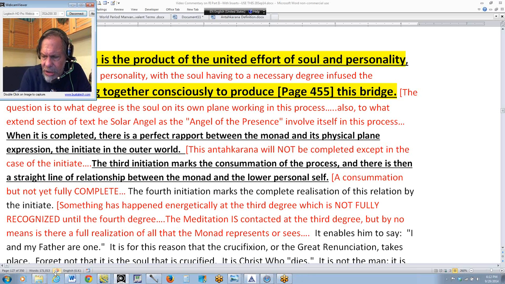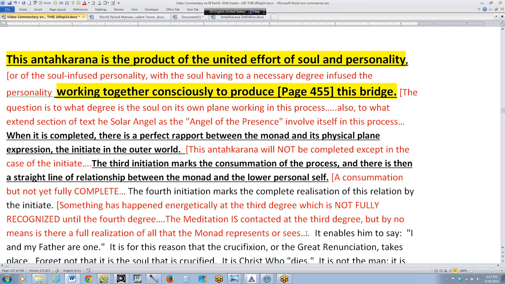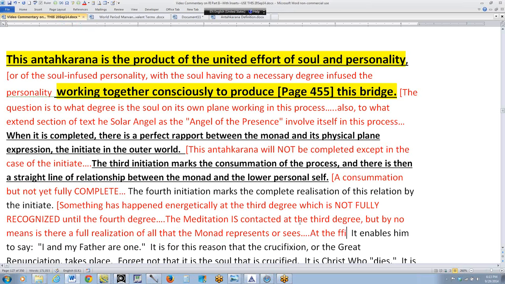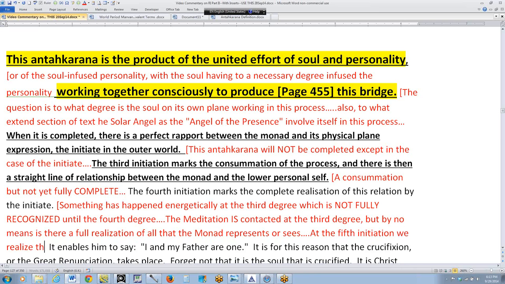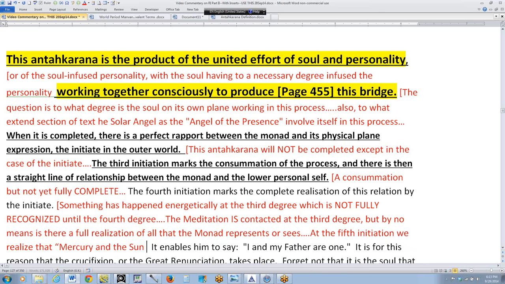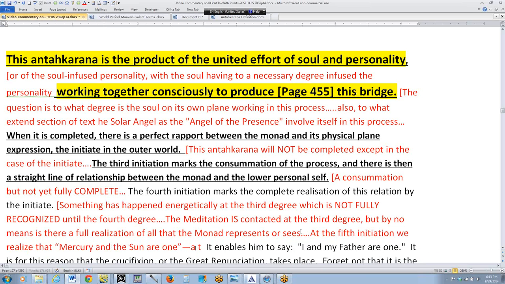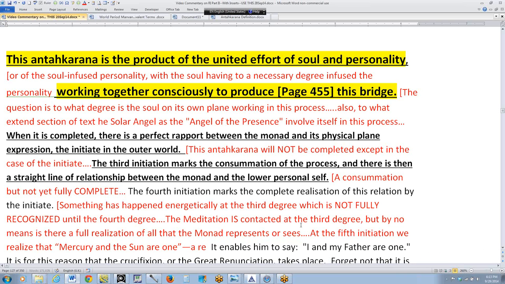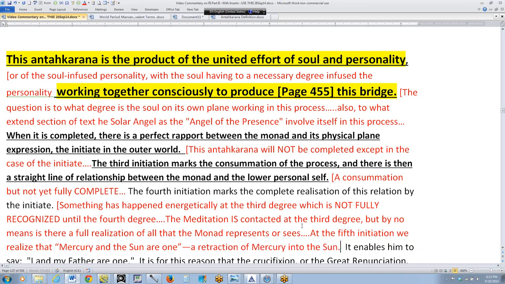there is a kind of retraction of the Antahkarana into the sun, or a retraction of Mercury, which is a planet of extension, into the sun. Mercury and the sun are one, and I think at the fifth initiation we realize that Mercury and the sun are one, Antahkarana and its source are one. A retraction, okay, of Mercury into the sun. That's what I think we realize at that point.